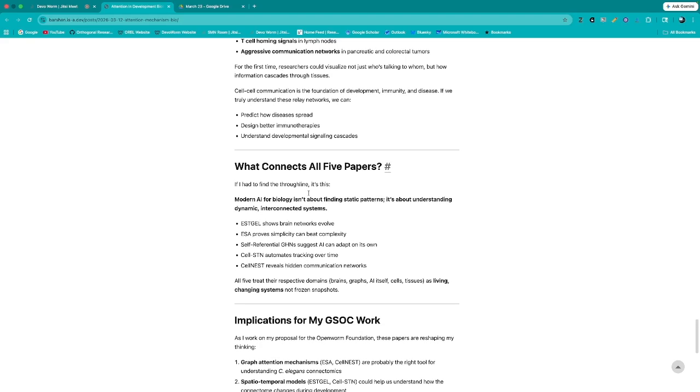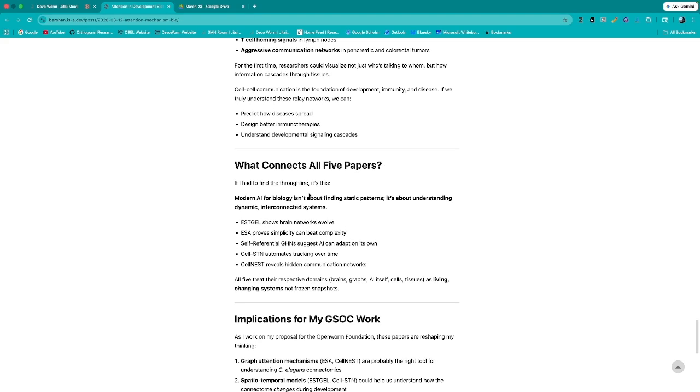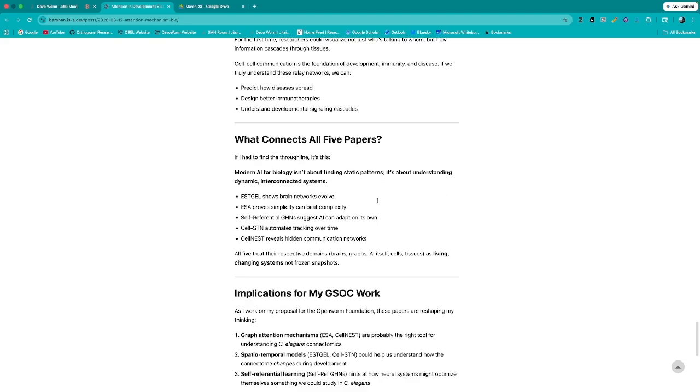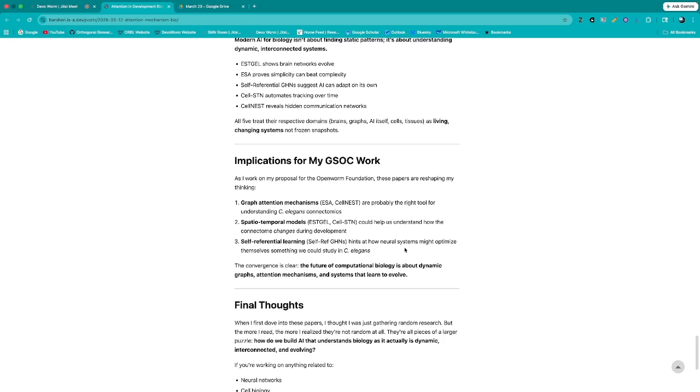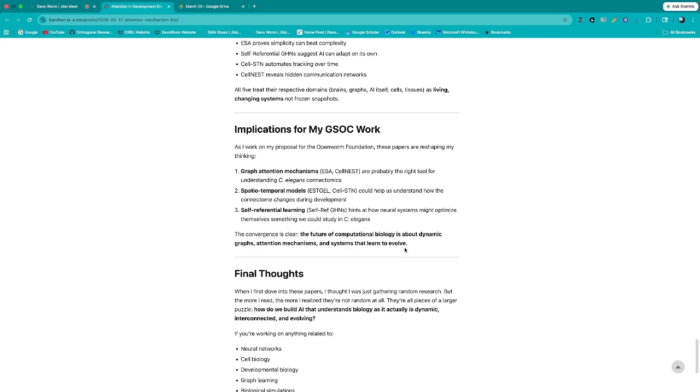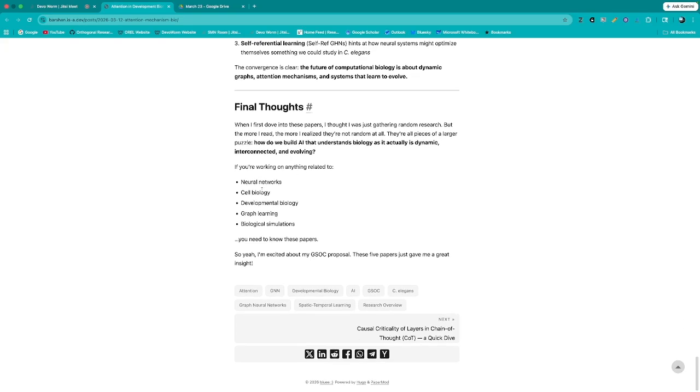Okay, so what connects all 5 papers? One thing is that modern AI for biology isn't about finding static patterns. It's about understanding dynamic interconnected systems. Yeah, I think that's true. And the respective domains are all treated as living, changing systems, not frozen snapshots. And then Barshan put in some things about his GSOC work and what his proposal is, and then some final thoughts.